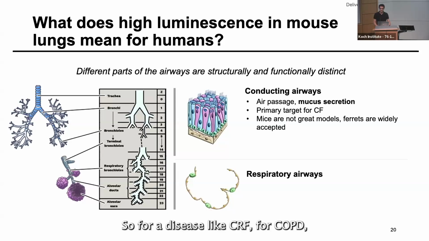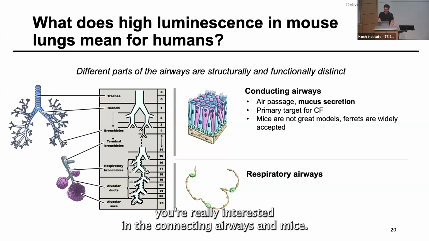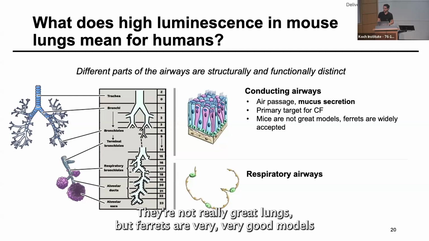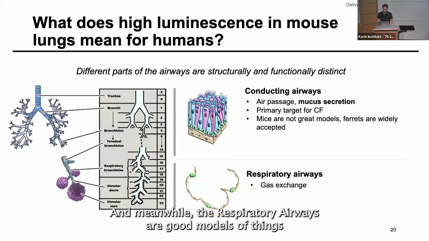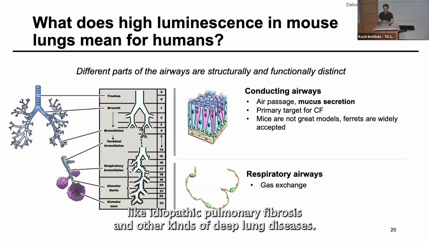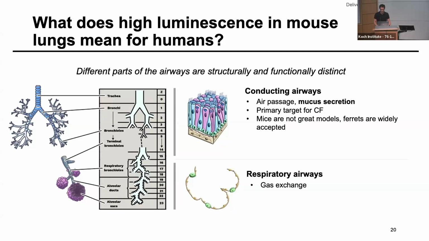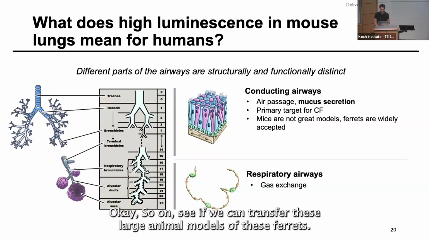For a disease like CF or COPD, you're really interested in the conducting airways, and mice are not really great models, but ferrets are very, very good models of the conducting airways. Meanwhile, the respiratory airways are good models of things like idiopathic pulmonary fibrosis and other kinds of deep lung diseases.